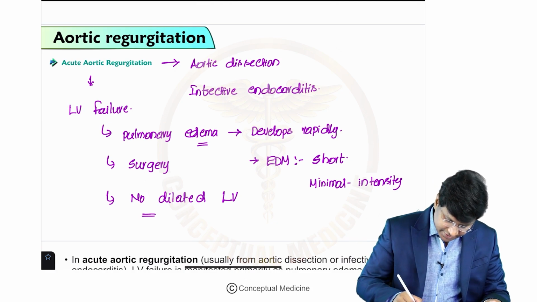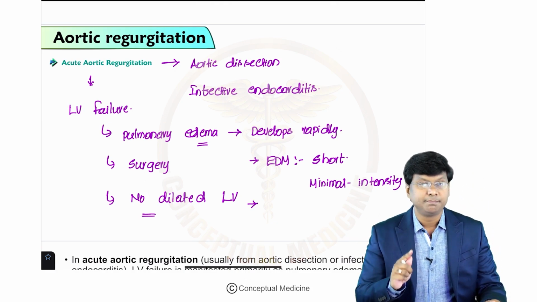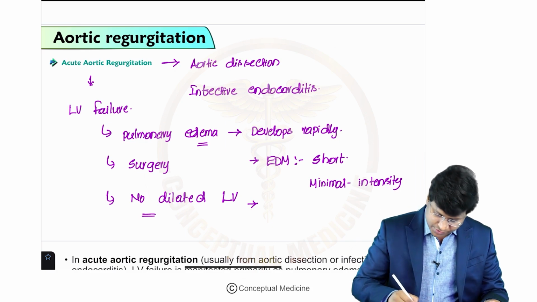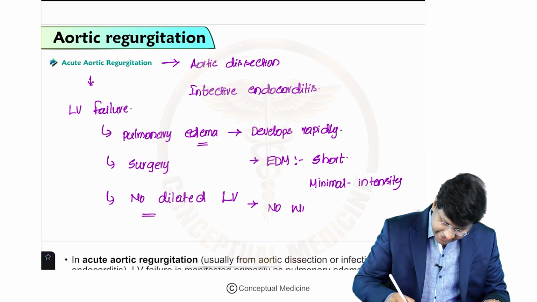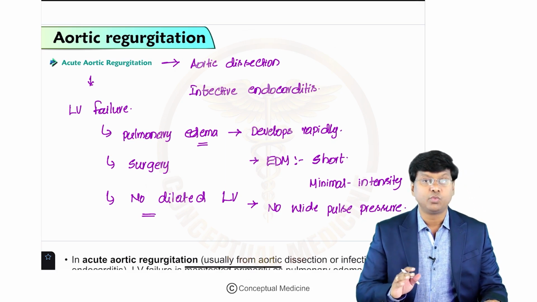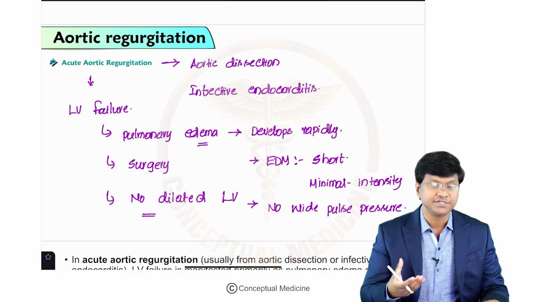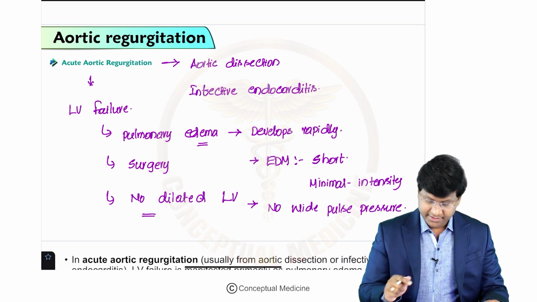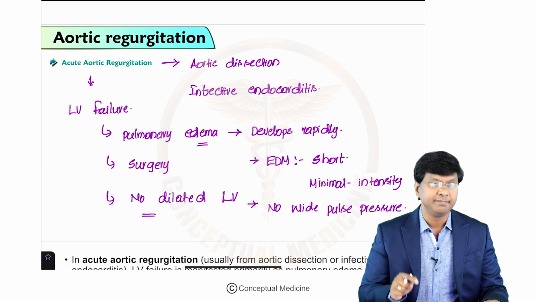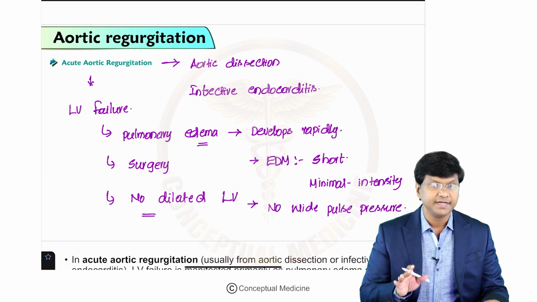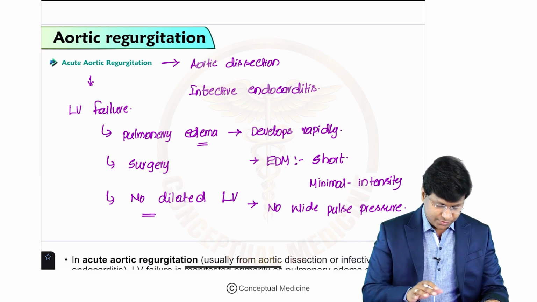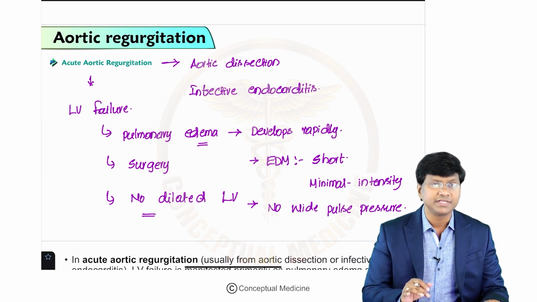And in these patients with aortic regurgitation, pulse pressure may not be widened. So there is no wide pulse pressure. See, actually in patients with aortic regurgitation, the characteristic feature whenever you are recording the blood pressure is that there will be widened pulse pressure, but here there is no wide pulse pressure, making the clinical diagnosis difficult. So these are some of the important features in patients with acute aortic regurgitation.